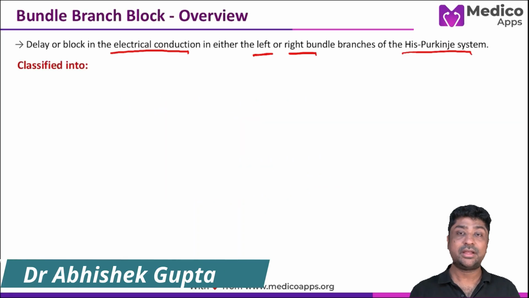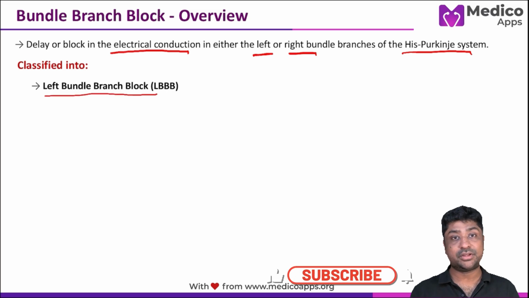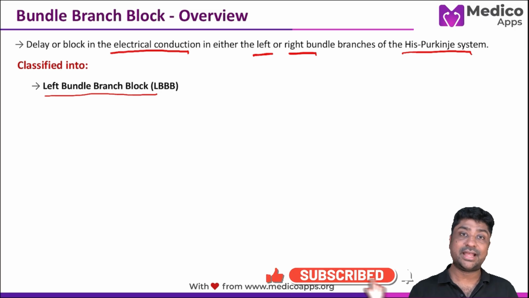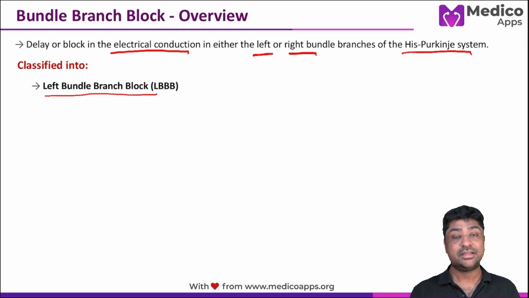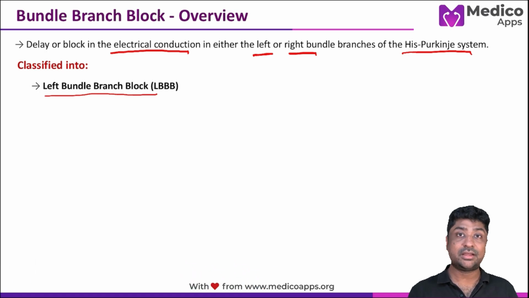Now, bundle branch blocks are broadly classified into two types. This classification depends on whether the left or right branch is involved. First, we have the left bundle branch block, abbreviated as LBBB. In this type, the electrical signal cannot travel down the left bundle branch, so it's rerouted through the right ventricle first, causing the left ventricle to activate later and in an abnormal pattern.